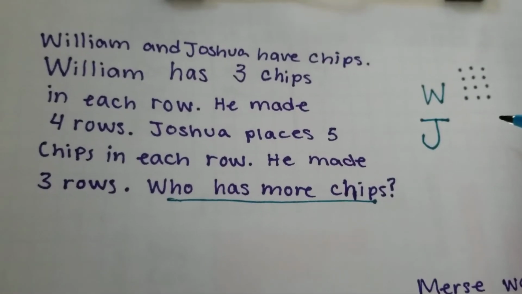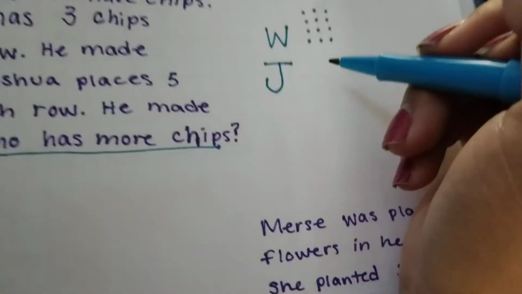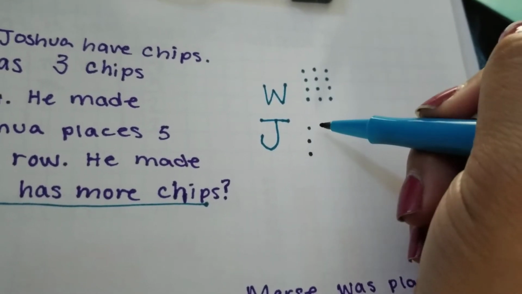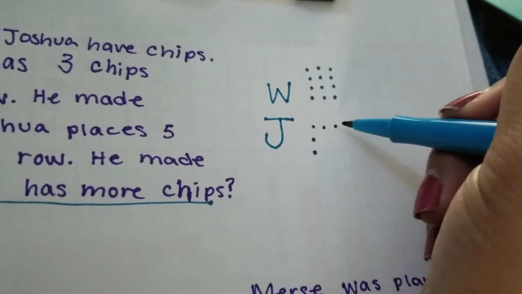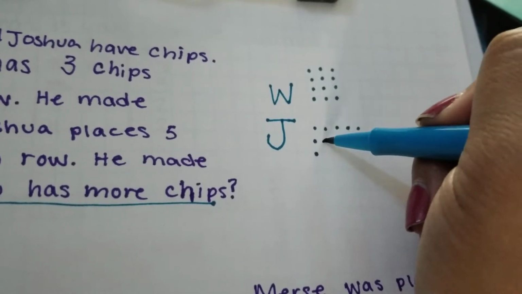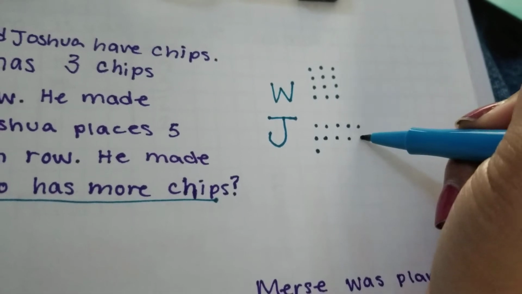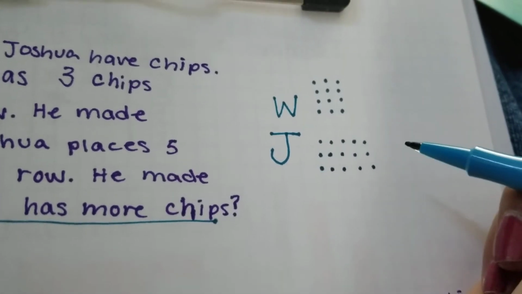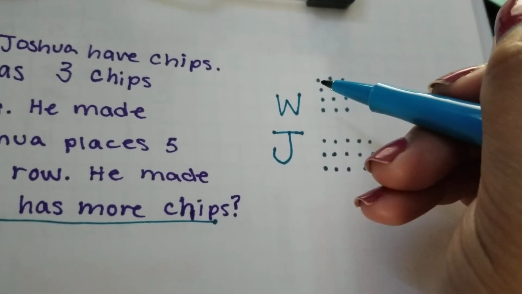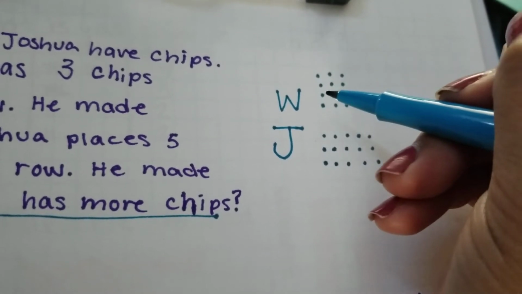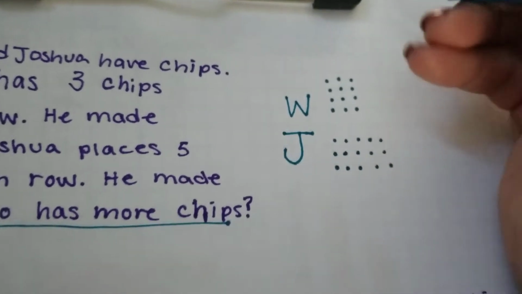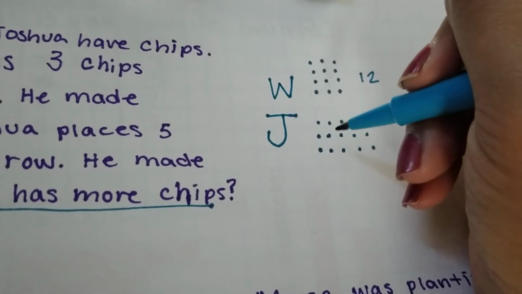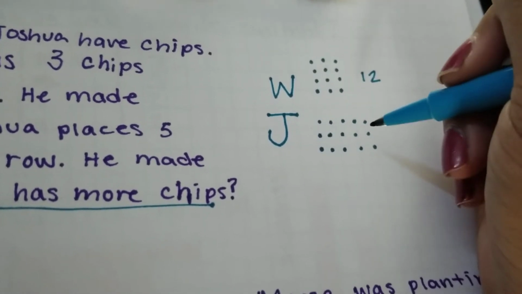Joshua, however, how many does he have? He placed 5 chips in each row, and he only made 3 rows. So let's see, let's make his 3 rows, and he puts 5 in them. So 1, 2, 3, 4, 5. 1, 2, 3, 4, 5. 1, 2, 3, 4, 5. Now all we got to do is count them. So we have 3, 4, 5, 6, 7, 8, 9, 10, 11, 12. William has 12 chips. Joshua has 1, 2, 3, 4, 5, 6, 7, 8, 9, 10, 11, 12, 13, 14, 15.